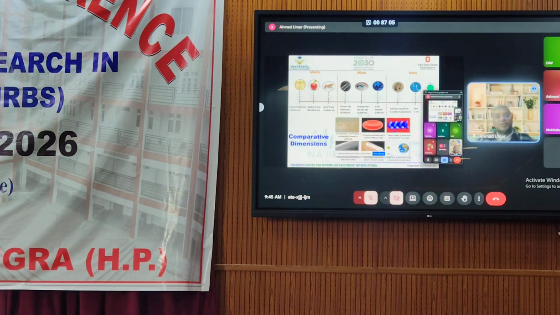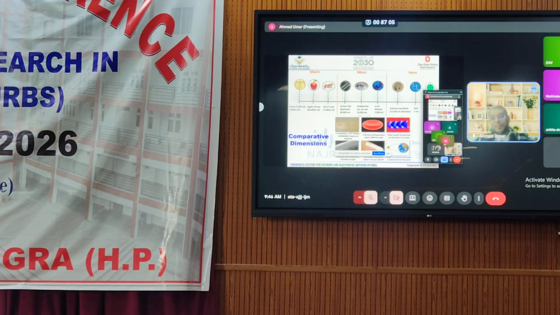To understand it better, we can look at comparative dimensions. For example, a common person's height is about 180 centimeters, which is around 2 billion nanometers. The apple size is about 80 million nanometers. The ant, which is very small, at about 5 centimeters, is about 5 million nanometers.